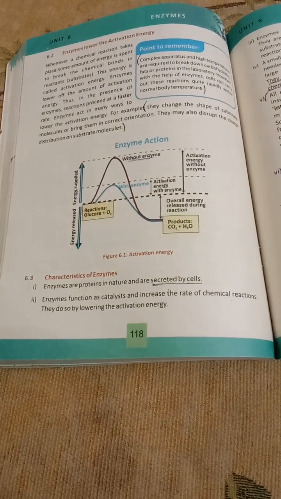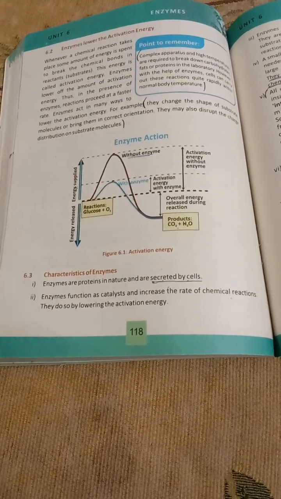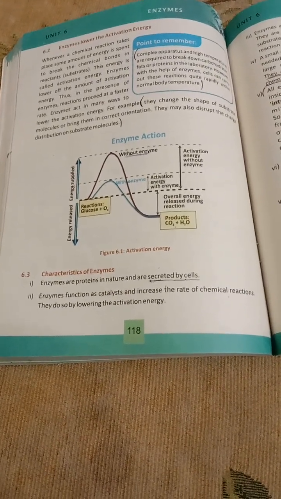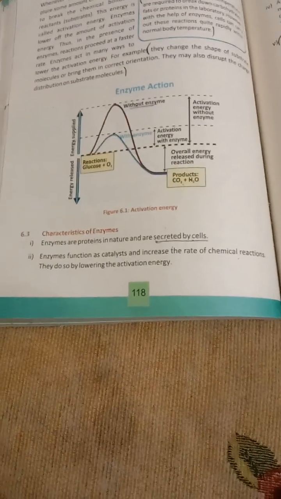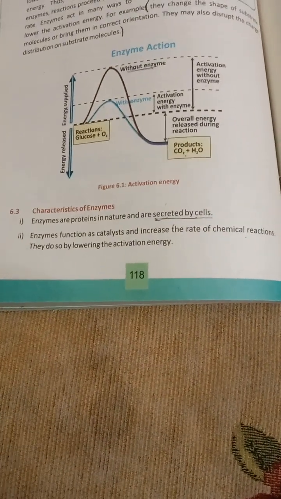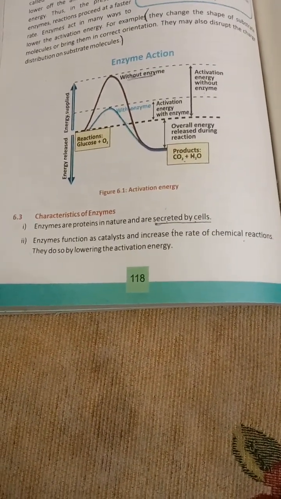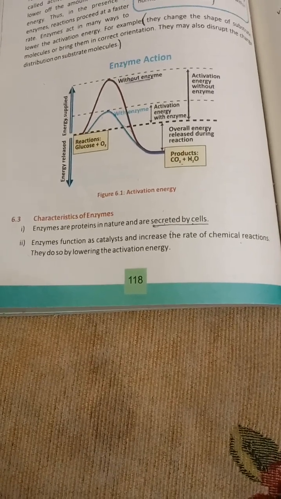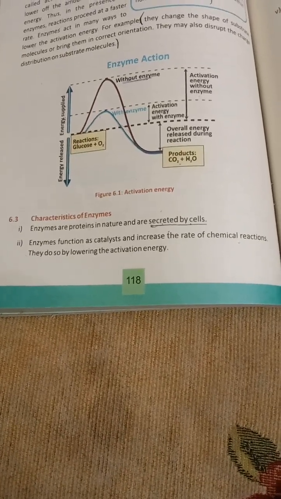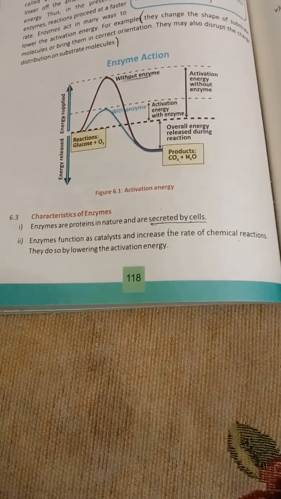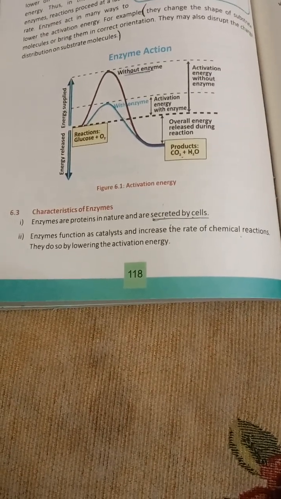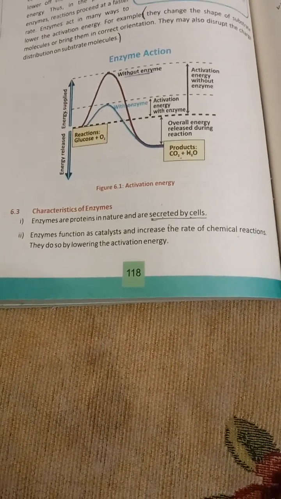Enzymes function as catalysts and increase the rate of chemical reaction. They do so by lowering the activation energy. What are catalysts? Catalysts are those things which increase a reaction. So enzymes are catalysts that increase a chemical reaction by lowering the activation energy of a reaction.